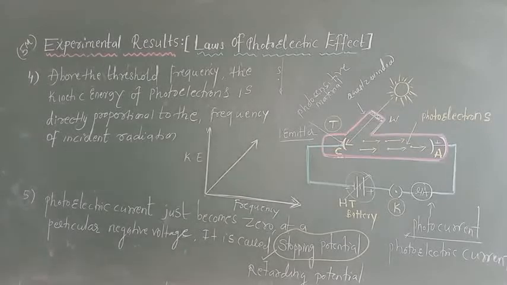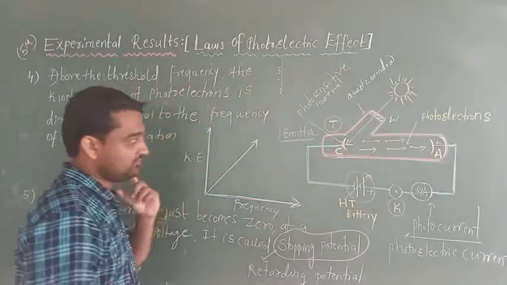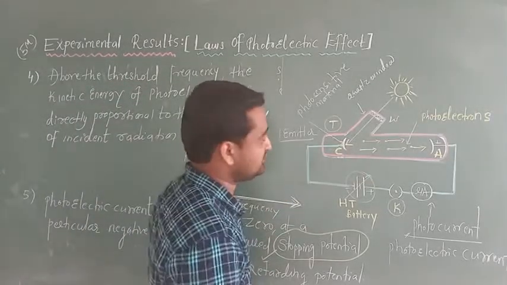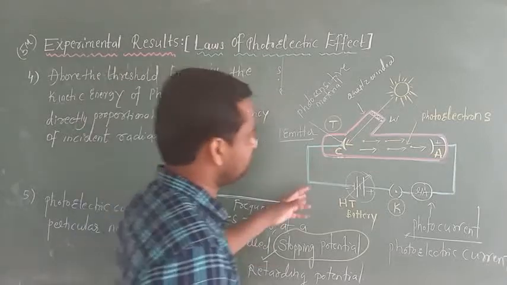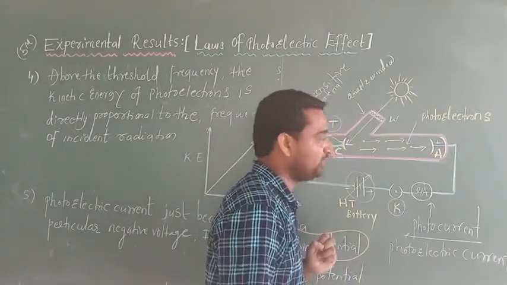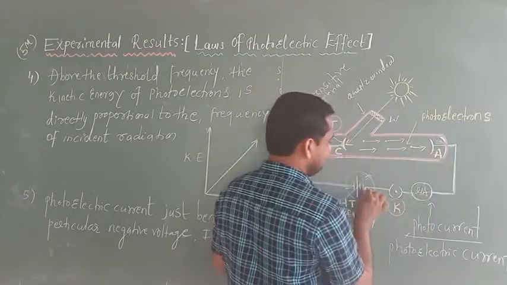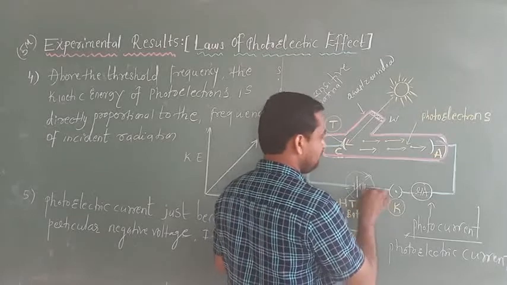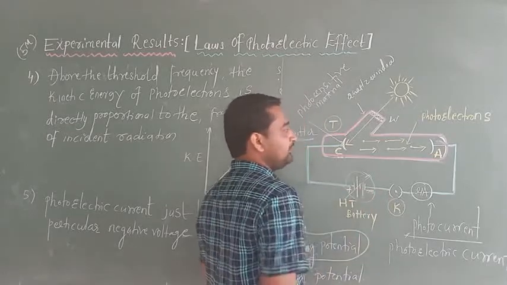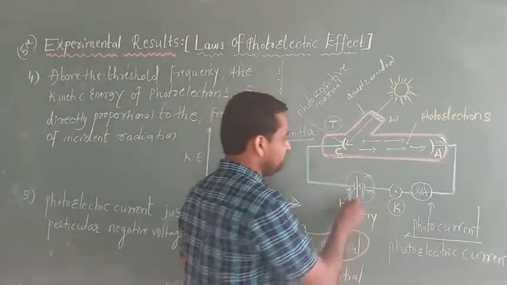So to know what the stopping potential or retarding potential is, again we have to study the experimental diagram. Now we can see what is meant by stopping potential or retarding potential. If the anode plate is made negative with respect to the cathode, that is, the cathode is made positive.